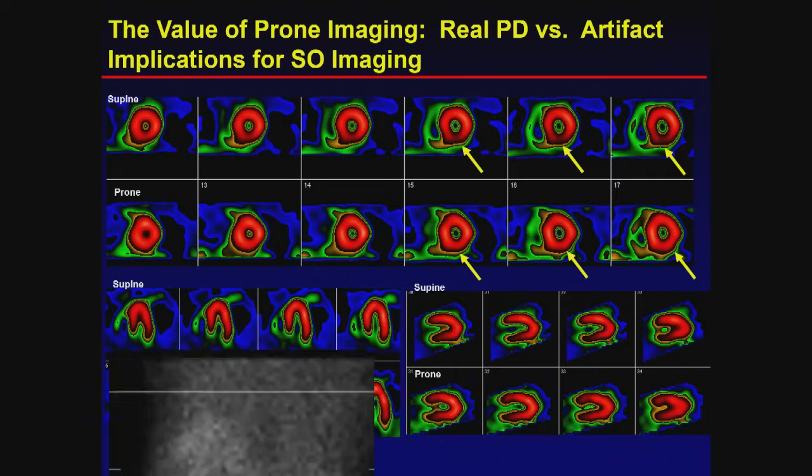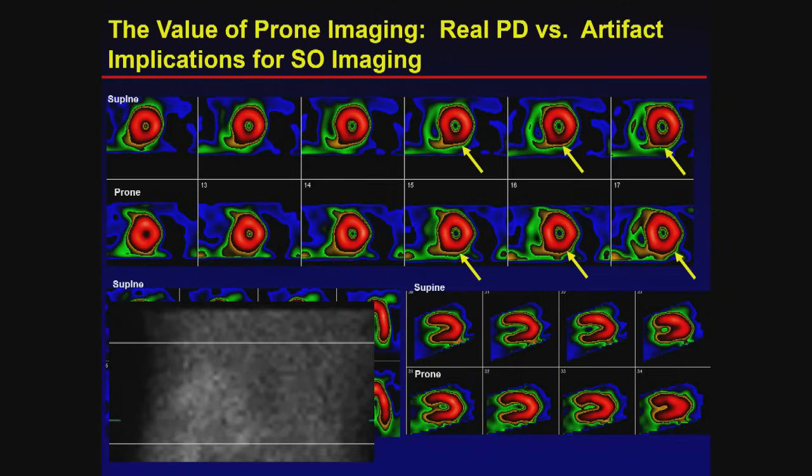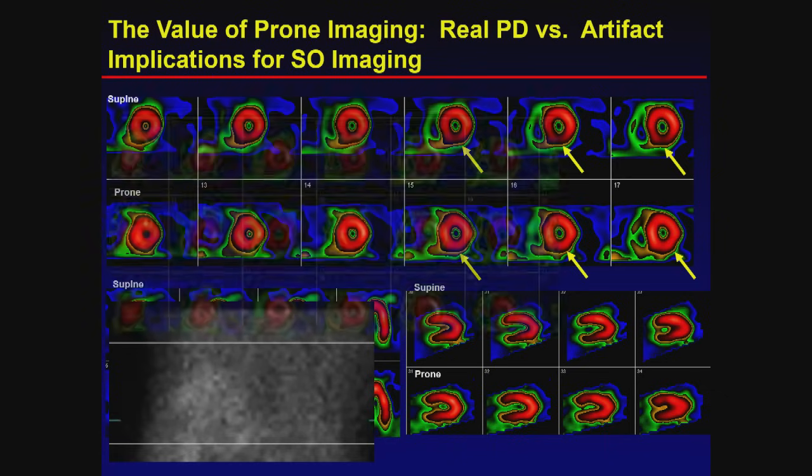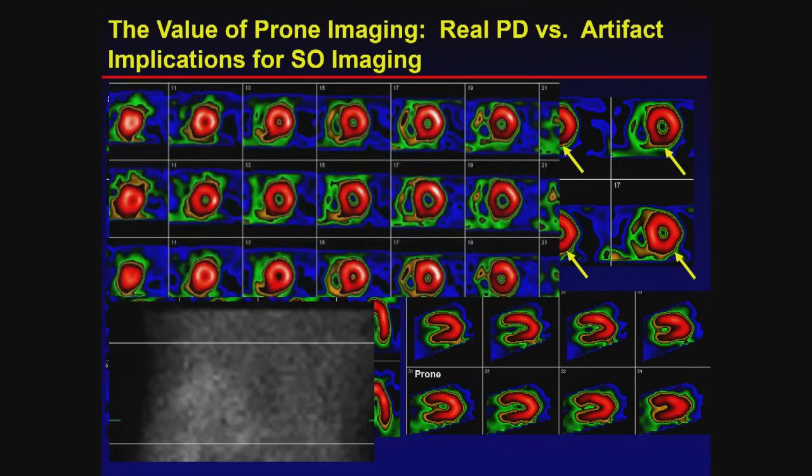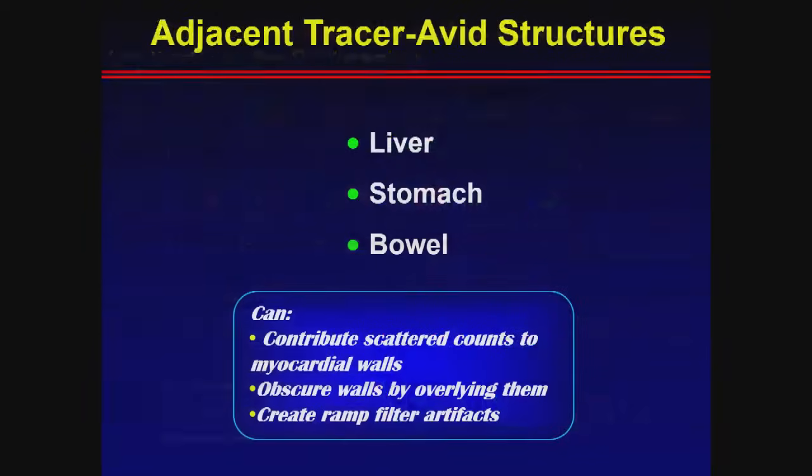We brought them back, we did prone, put them on their belly, did prone imaging, and it completely went away. Okay? So one of the things we use nowadays to help us, we can use CT correction, and we also use prone imaging to alleviate perfusion defects. And that's also true for anterior perfusion defects as well as inferior perfusion defects.